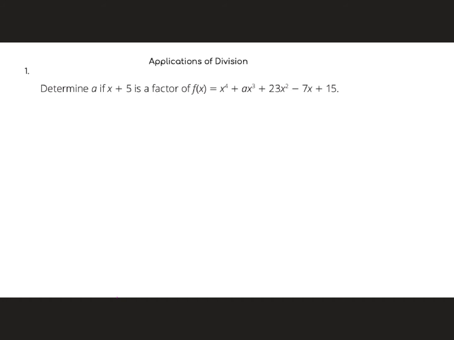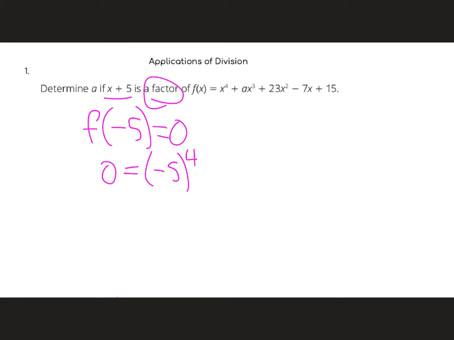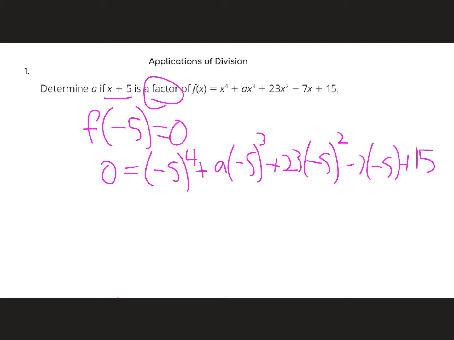Alrighty, my friends, let's go ahead and figure out some answers here. If x plus 5 is a factor, that means if I plug in negative 5, f of negative 5 is 0. So I'm going to write 0 equals, and put negative 5 in everywhere I see an x. A times negative 5 cubed, plus 23 times negative 5 squared, minus 7 times negative 5, plus 15.